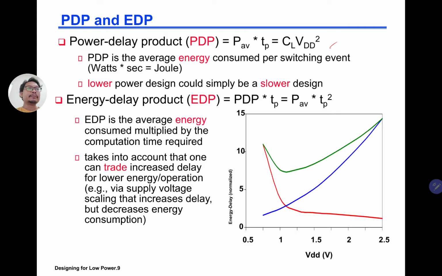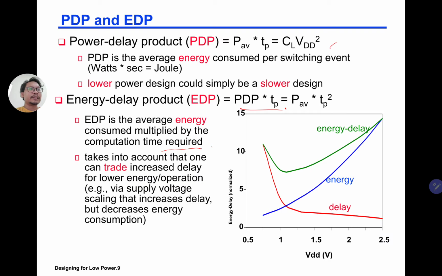The energy delay product is PT squared. So it is PDP times the TP. So EDP is the average energy consumed multiplied by the computation time required. It takes into account that one can trade increased delay for lower energy of operation via supply voltage scaling: increased delay but decreased energy consumption.